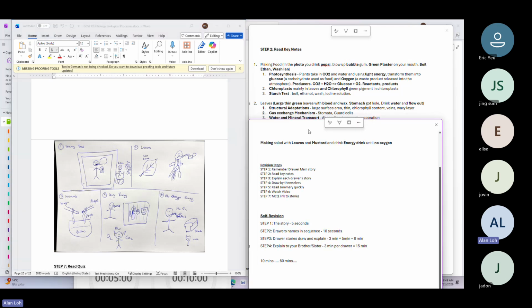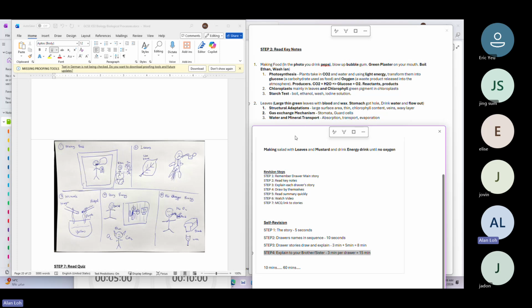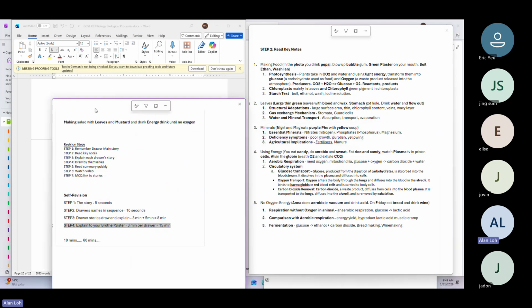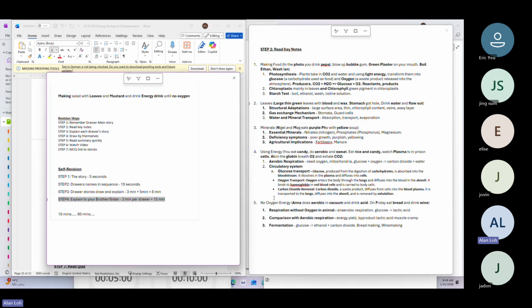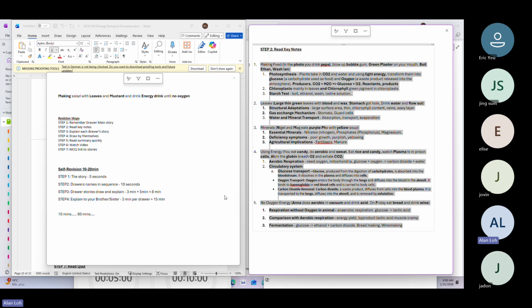Same goes to leaf, second drawer. Same goes to the following drawers: minerals, respirations, anaerobic, aerobic, fermentations, right? So these self-revisions within 10, maximum 20 minutes, you can do it by yourself once you have a better understanding of how to follow these steps, right?